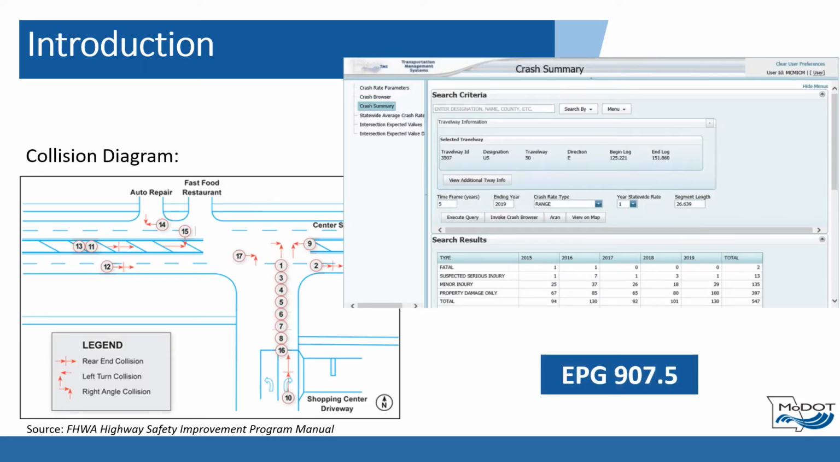As referenced in MoDOT's Safety Handbook for Locals, EPG 907.5, one of the most accepted methods of assessing safety at a location is through the analysis of existing crash patterns to include frequency and severity. This information is obtained through the crash analysis summaries, crash reports provided by law enforcement, and collision diagrams. Analysis of this information allows the examiner to determine appropriate countermeasures or safety treatments intended to mitigate crash patterns.